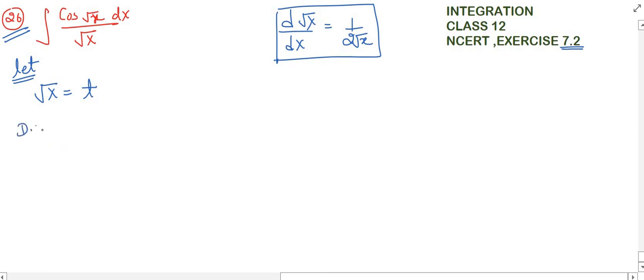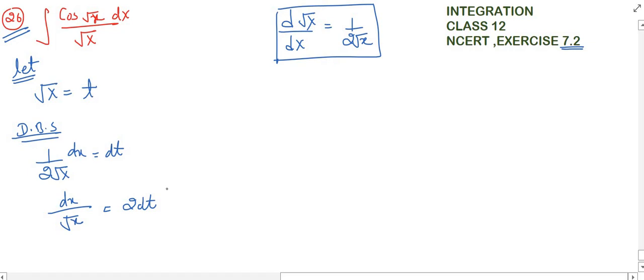So let me differentiate both sides. So I will get 2 of 1 by 2 root x dx is equal to dt. So this will be dx by root x is equal to 2 dt. Correct? Which is there in the question. This part, this and this is there in the question. So I will use it.